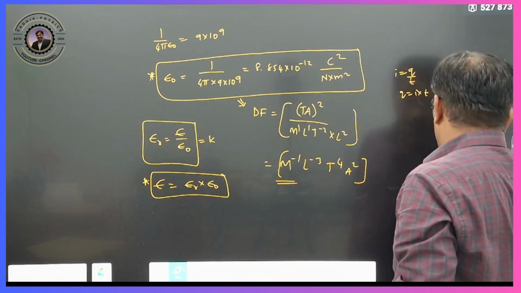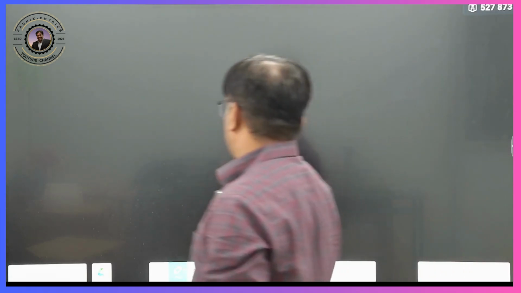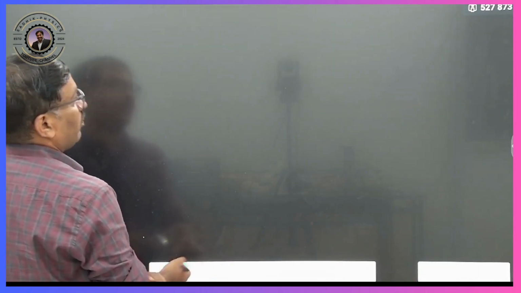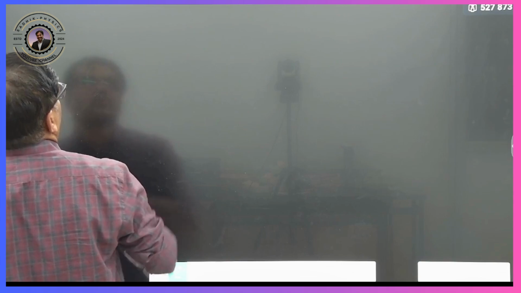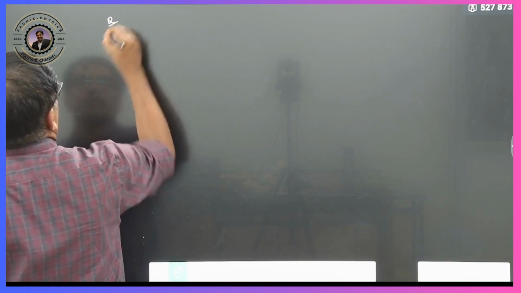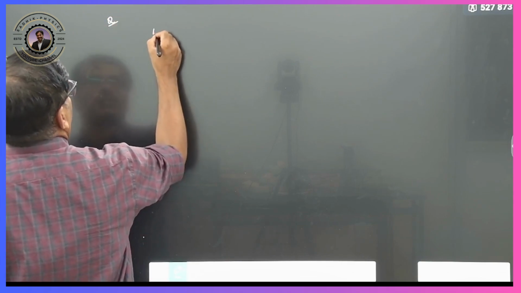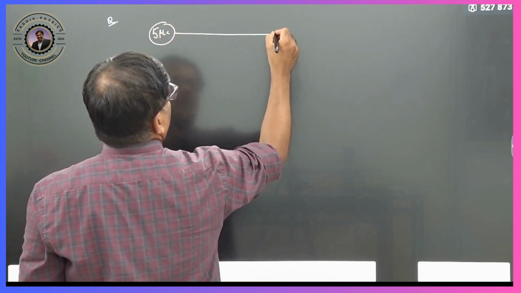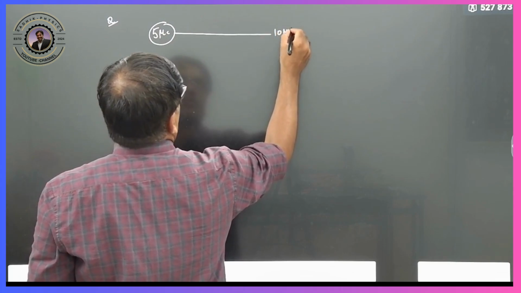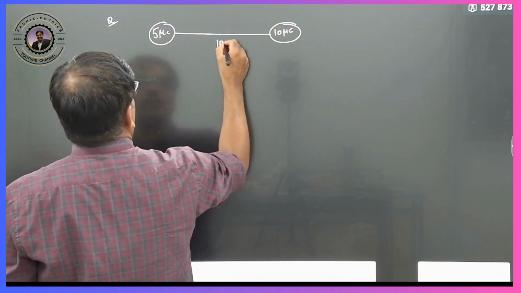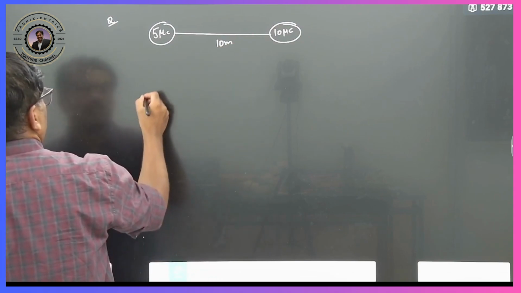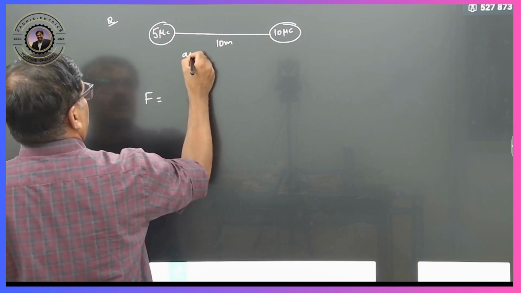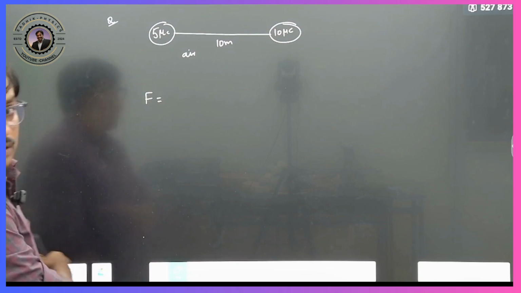So let us see one very simple question here. Let us assume that a 5 microcoulomb charge is separated from a 10 microcoulomb charge by a 10 meter distance. What will be the force acting on this? Simple question. So 1 by 4 pi epsilon naught, if they are kept in the air.